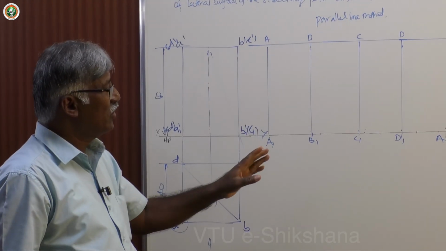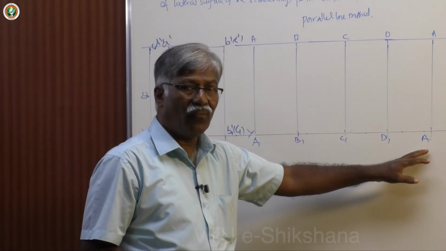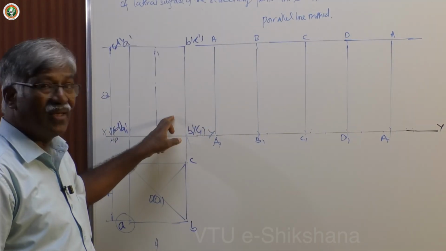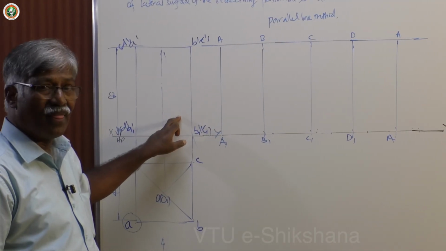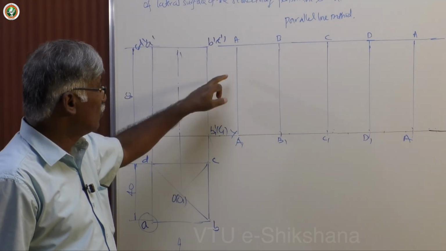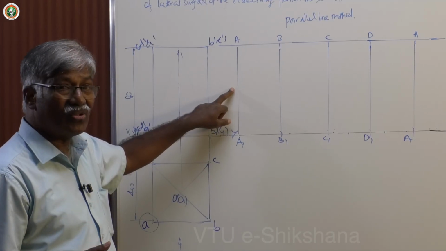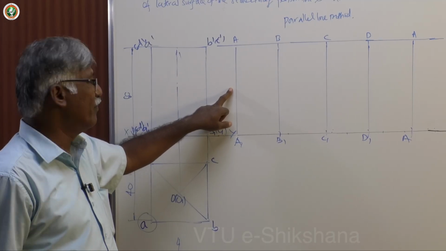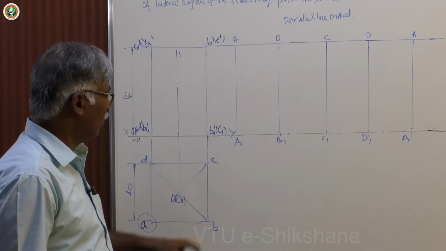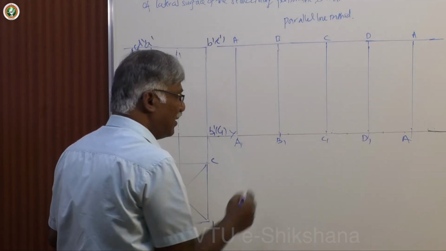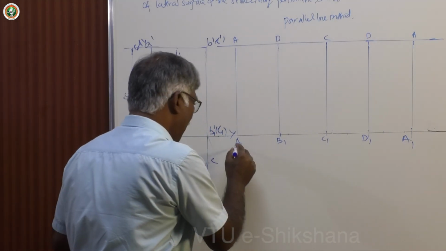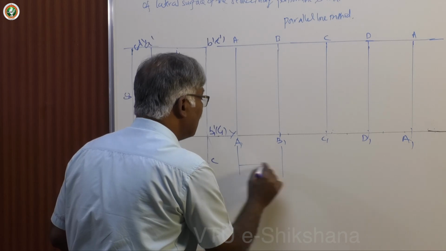This is how you draw the development of the lateral surface of the square prism manually. In case of computer, you select one line and choose offset. I will explain in the computer how to do it. Okay. Now, naming A, B, C, D, A1, B1, C1, D1, A1. Now, dimensioning must be very clear.